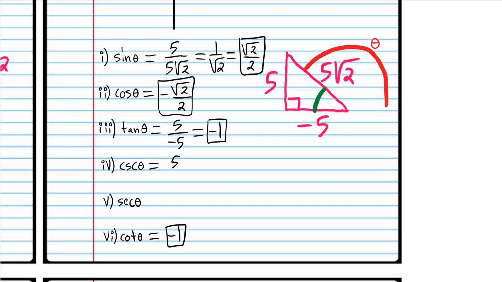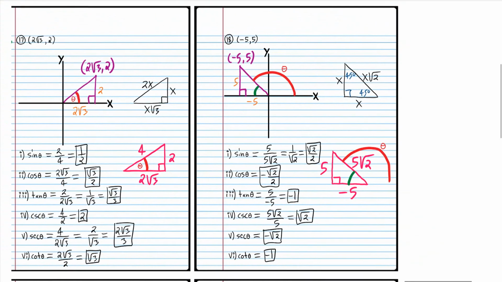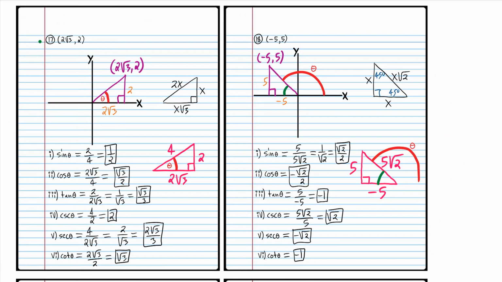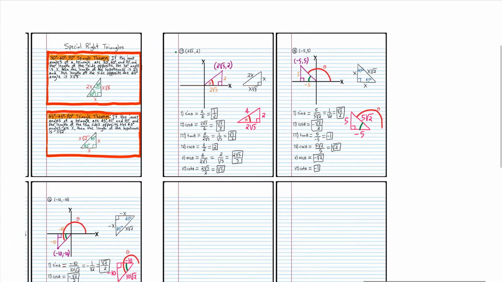Cosecant is the hypotenuse divided by the opposite side. The 5's cancel out. You're left with root 2. Secant is going to be the same thing except negative, because you're dividing by a negative 5 instead of a positive 5. So if you got those answers, good. So you're starting to get used to the 30, 60, 90 triangle, the 45, 45, 90 triangle, and how that applies to problems where you're given a point on the terminal side of an angle in standard position. So that was the class today.